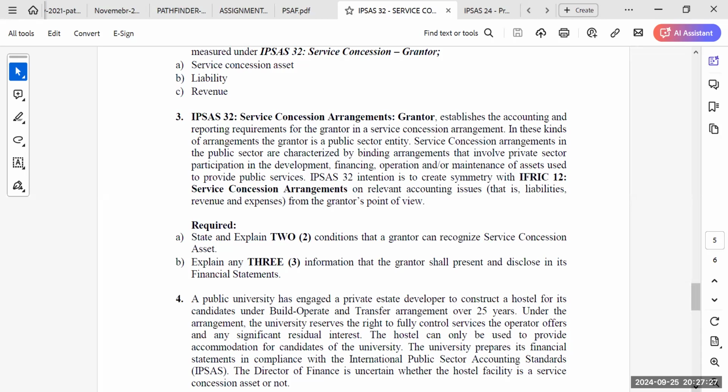For the inventory, the revenue from exchange transactions, the PPE and those ones, they are for final accounts. If they set a question on it as a standard, there's no problem with that. Okay, the exchange rate, IPSAS 4, that is also for the final accounts, because the government cannot carry out its operations without borrowing, especially in external issues. So let's come here. State and explain 2 conditions that a grantor can recognize service concession assets.